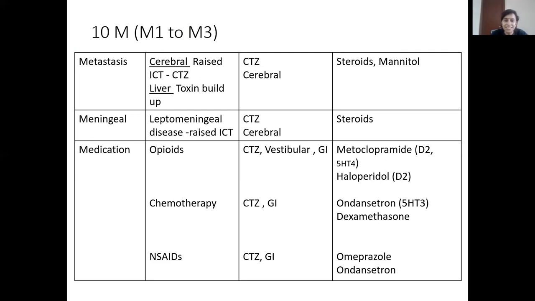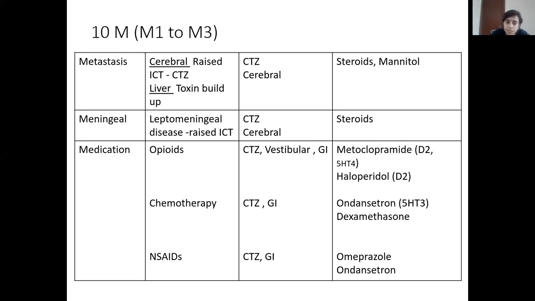So if it is metastasis, it can be in the brain or in the liver. If it is due to cerebral raised intracranial tension, then I would use steroid and mannitol. Again, if there is a meningeal mets, I would use steroid, because we know that there is a possibility of raised ICT.